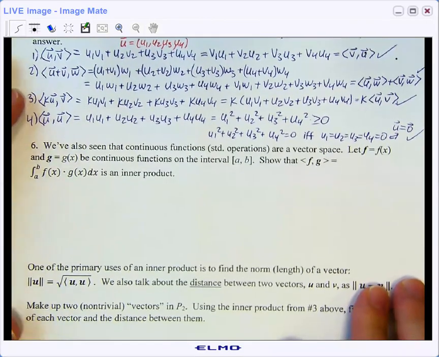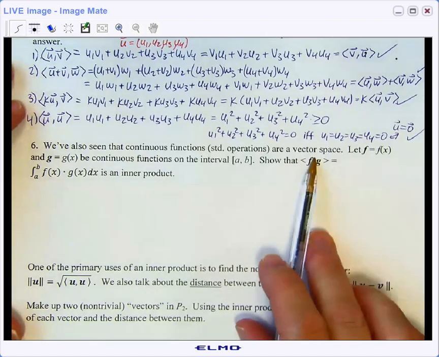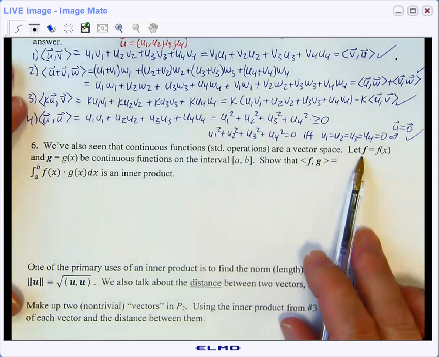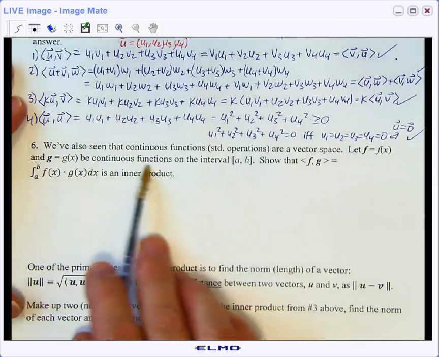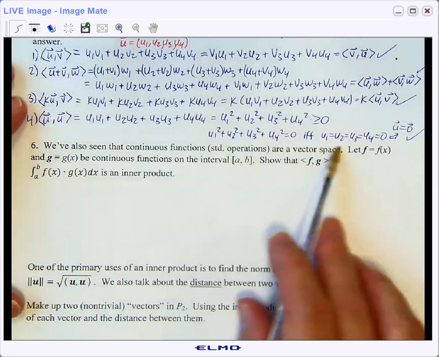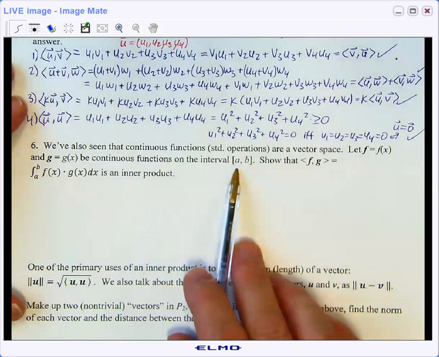And so we saw that continuous functions also formed a vector space. It satisfied all 10 axioms. So we're going to let f vector be f of x and g vector be g of x be continuous functions so that they live in this vector space with standard operations. And they're going to be continuous on some interval from a to b inclusive.